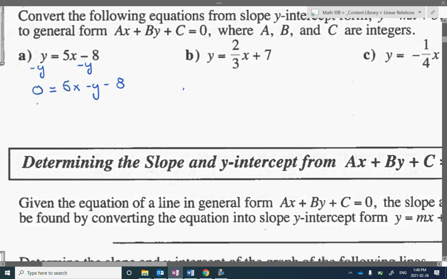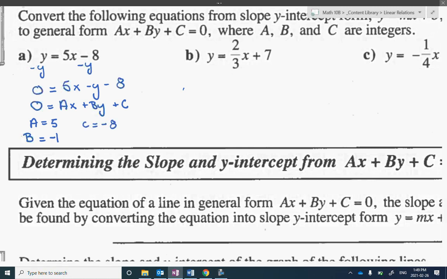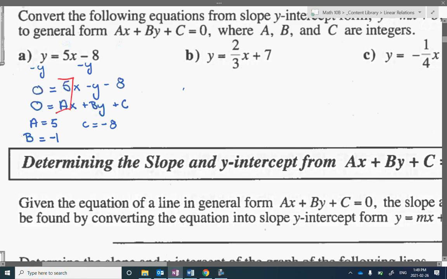So our general form, I just want to show you guys this, is ax plus by plus c. So in this case, that means a is equal to 5. B, we would say, is equal to -1, right? If there's not a number written there, there's that hidden 1. And then C would be equal to -8. So I'm just comparing so you guys can see how they are represented here. That's all.